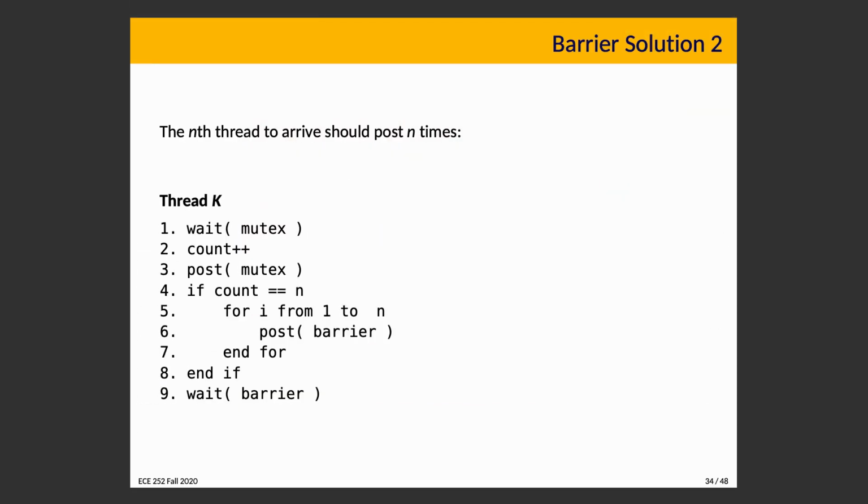So, yeah, the last thread should post a whole bunch of times. So wait on mutex, increment count, post on mutex. If count is n, if we're the last one, then do this from 1 to n: post on the barrier, and then exit the for loop, exit the if statement, and then wait on the barrier. All right, did that help? Did that help?